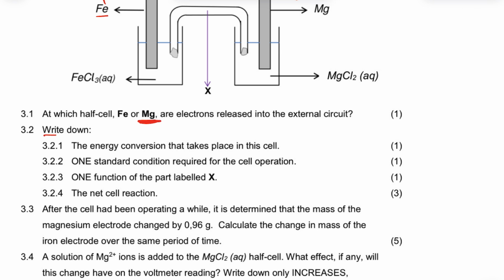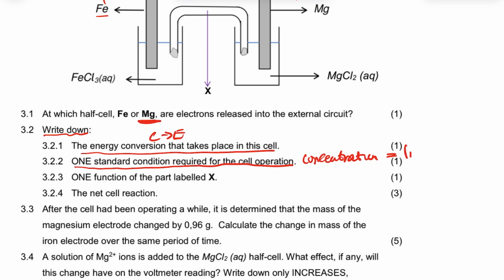Now let's answer 3.2. Write down the energy conversion that takes place in the cell. The energy conversion that takes place in the cell, guys, is chemical to electrical all the time. Chemical to electrical. You need to write that in full, guys. Now, one standard condition required for this cell to operate. So one standard condition there is the concentration. The concentration here is 1 mole per dm3, right? The concentration of this electrolyte needs to be 1 mole per dm3.